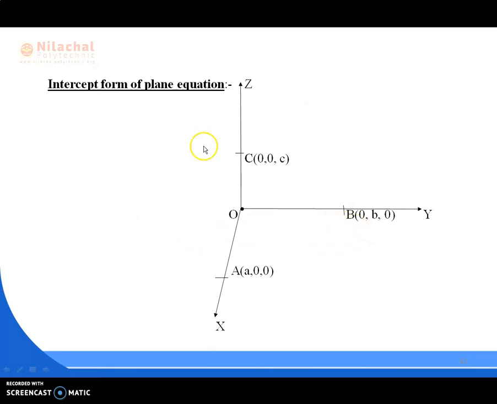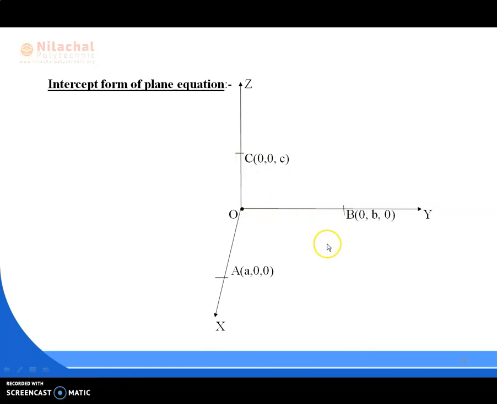Now we talk about the intercept form of the plane equation. We know that intercept means x-intercept, y-intercept, z-intercept, because this is three-dimensional, so there are three intercepts. The distance from the origin to the point where the plane cuts the axis is called the intercept. Here OA is the x-intercept, OB is the y-intercept, OC is the z-intercept.